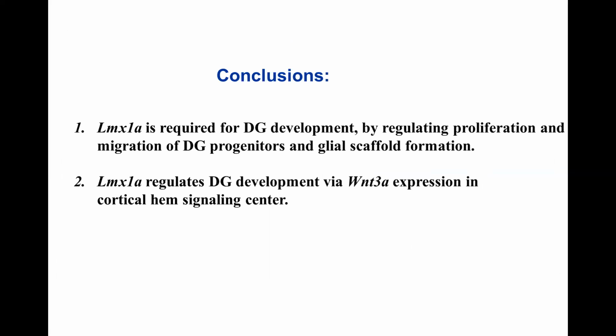So we conclude that Lmx1a is required for development of dentate gyrus by regulating proliferation and migration of dentate gyrus progenitors, and also by regulating glial scaffold formation. And second, we identified that Lmx1a regulates dentate gyrus development via expression of secreted Wnt3a in the cortical hem signaling center.